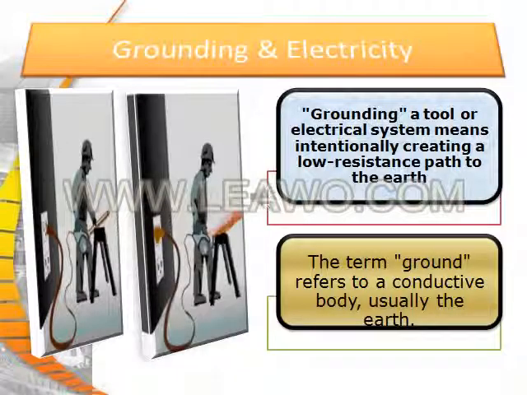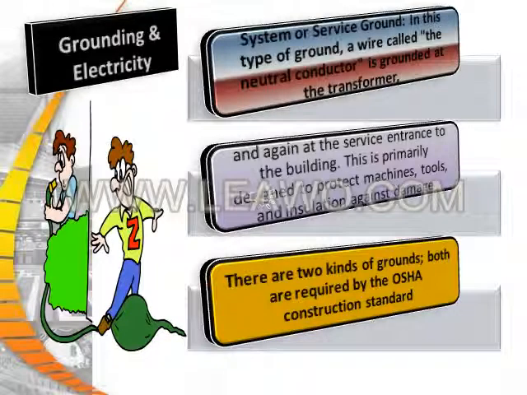Grounding a tool or electrical system means intentionally creating a low-resistance path to earth. The term ground refers to a conductive body, usually the earth. System or service ground: in this type of ground, a wire called the neutral conductor is grounded at the transformer and again at the service entrance to the building. This is primarily designed to protect machines, tools, and insulation against damage.